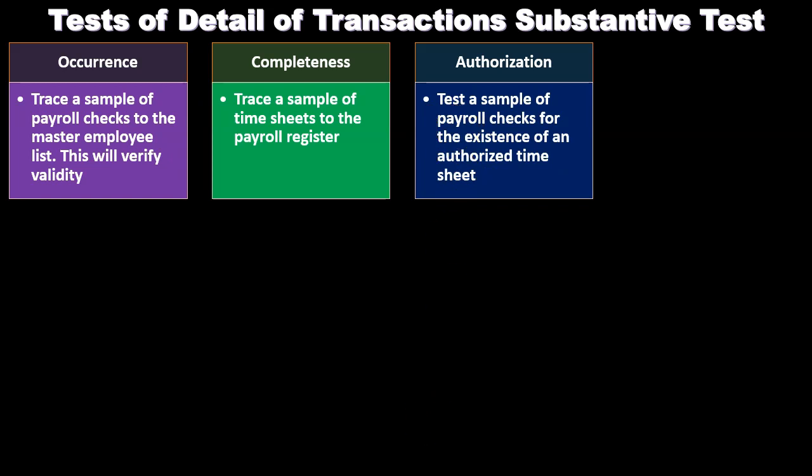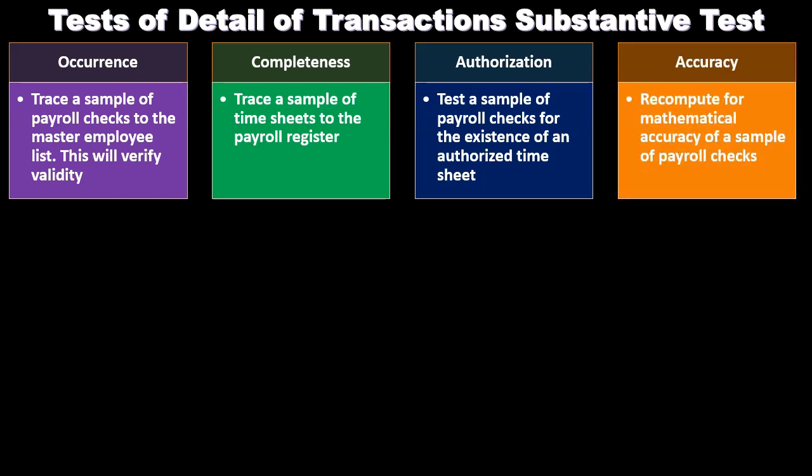And that'll give us a sample that those have been complete, that the payroll is being recorded in a complete fashion. Authorization: test a sample of payroll checks for the existence of an authorization timesheet. So we're going to go through the authorization, the internal control process, and see that the proper internal controls related to authorization have indeed been done through the testing. Accuracy: recompute for mathematical accuracy of a sample of payroll checks.